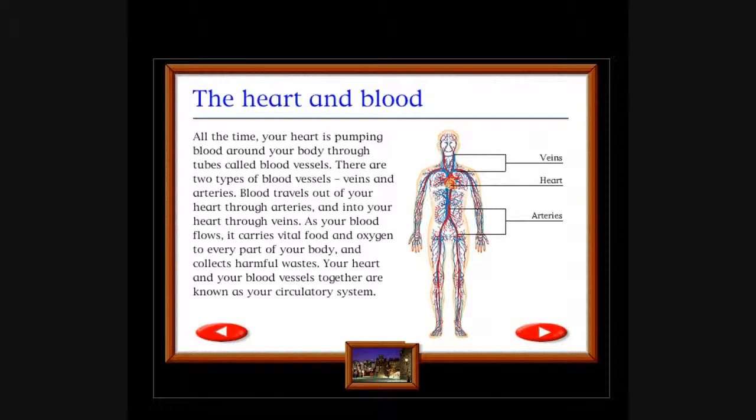Next. All the time, your heart is pumping blood around your body through tubes called blood vessels. There are two types of blood vessels, veins and arteries. Blood travels out of your heart through arteries and into your heart through veins. As your blood flows, it carries vital food and oxygen to every part of your body and collects harmful wastes. Your heart and your blood vessels together are known as your circulatory system. Veins, heart, arteries. The red ones are the arteries then. Arteries.